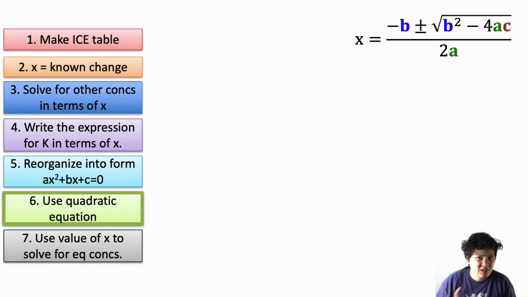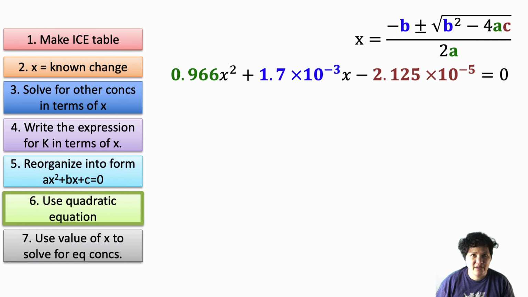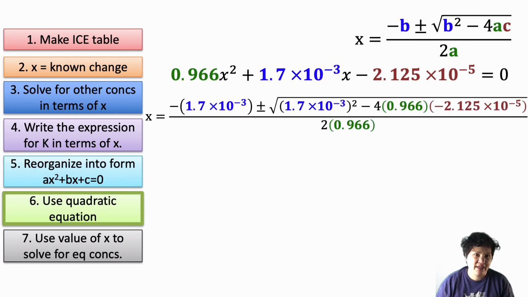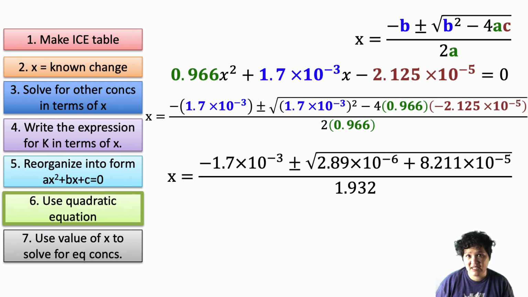Remember again that the quadratic equation in the form ax squared plus bx plus c equals 0 has the solution minus b plus or minus the square root of b squared minus 4ac over 2a. We're going to take our numbers and plug them in here. Remember that a is 0.966, b is 1.7 times 10 to the minus third, and c is negative 2.125 times 10 to the minus fifth. As you can see, this makes for a very messy expression. Let's simplify it a bit, and then calculate the stuff under the square root sign.